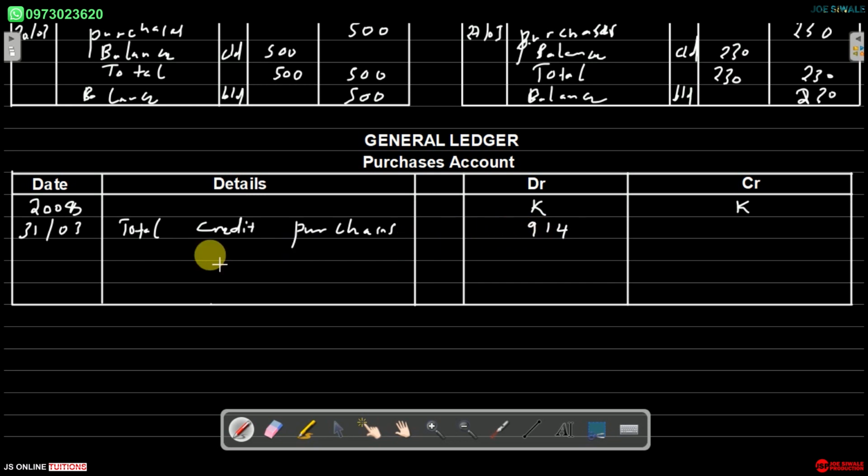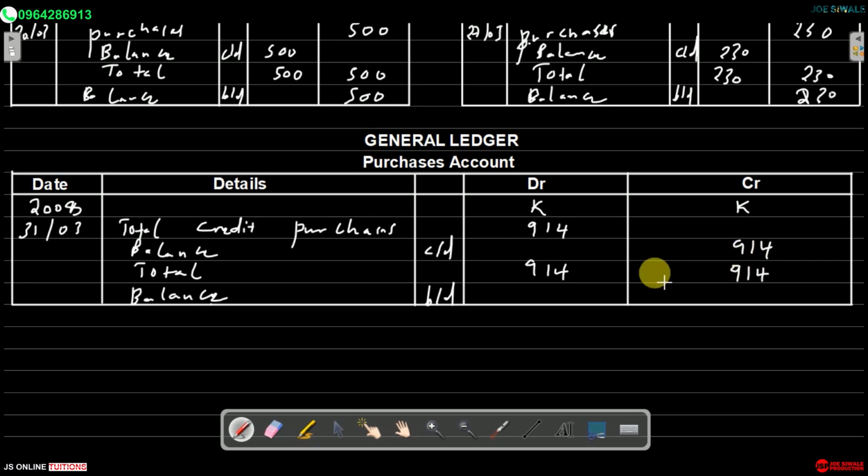So we'll say total credit purchases, and our total credit purchases is 914. So there we can find our balance carried down, we can find our total, and we can find our balance brought down. So the total there, we're going to have 914 on the debit side and 914 on the credit side. Then the balance carried down is going to be shown on the credit side there as 914. Then the balance brought down is going to be shown on the debit side as 914. So that's how you can answer that question on the purchases daybook.